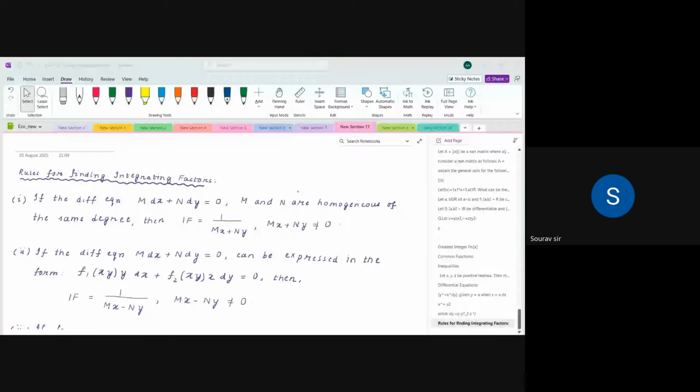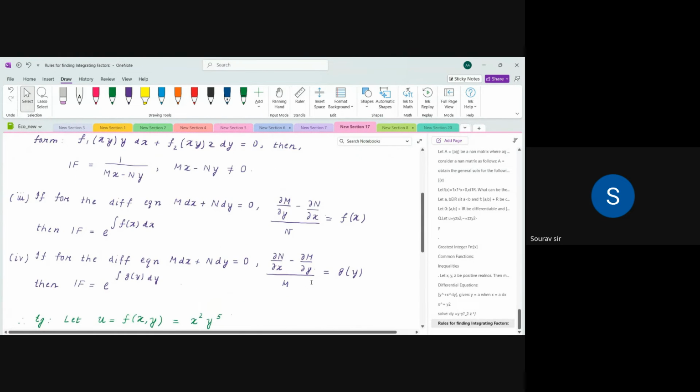All right. Coming to the second one, again representing it as M dx plus N dy equals 0. If you can express it as some function of xy, some product function of xy, times y dx plus some other function of xy times x dy, so if you can express your differential equation in this format, then the integrating factor will be 1 upon (Mx minus Ny). All right. 3 and 4 are quite similar.